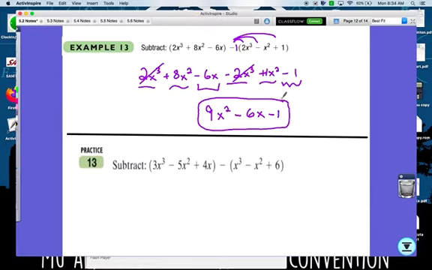All right, try your practice. All right, here's your answer. We're going to have 2x to the third minus 4x squared plus 4x minus 6.